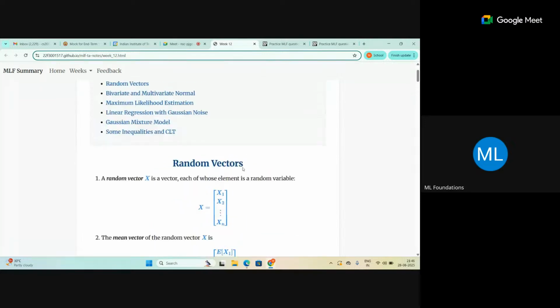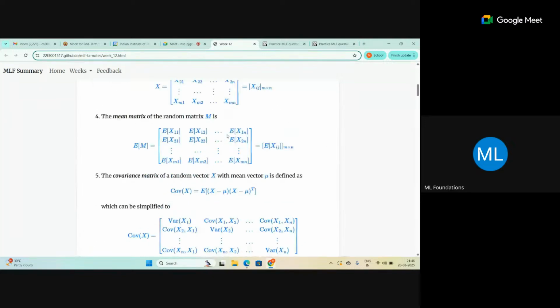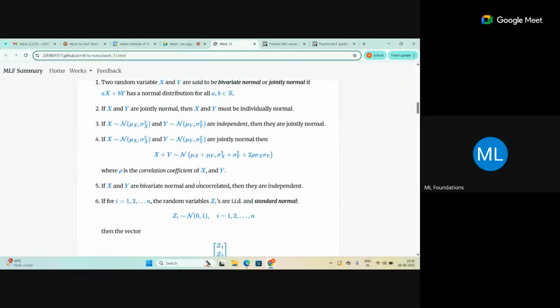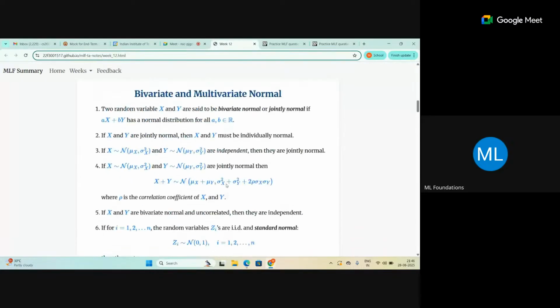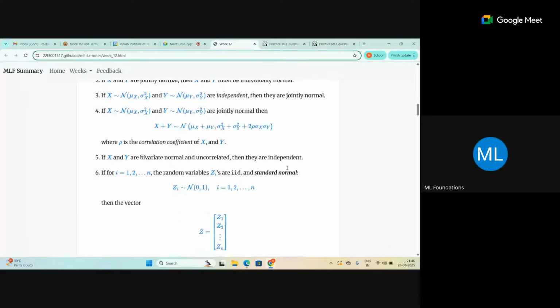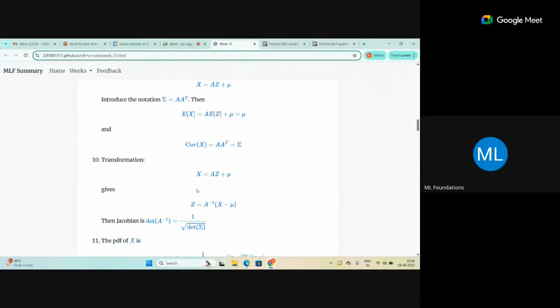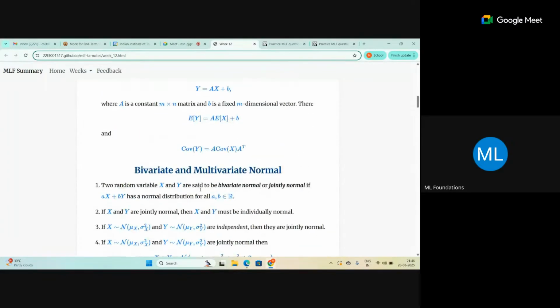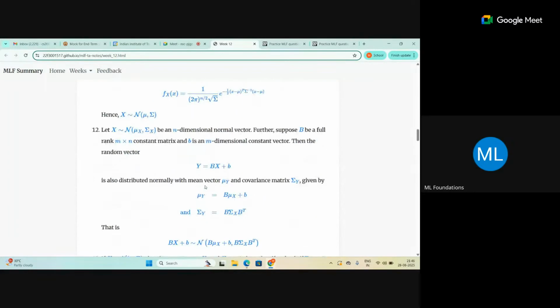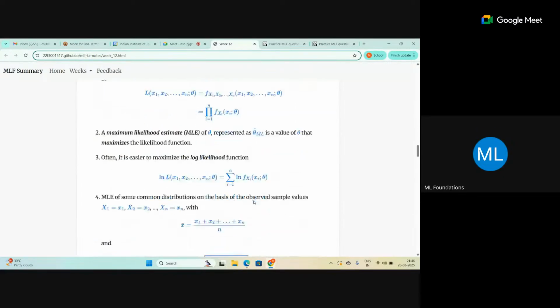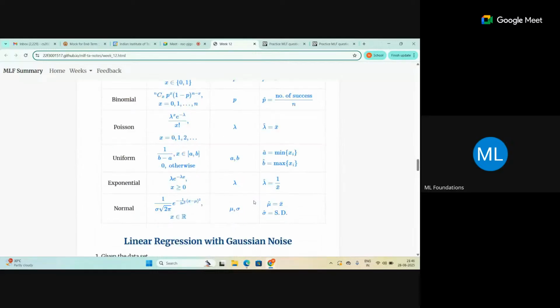I think you should go through this first, the vector side, this part. You don't want all of this, but whatever we have covered today. Bivariate, multivariate, how the standard normal vector works. You don't need all the derivations here, but you should understand what is happening. This part is important. MLE, that is also important. We have covered that also.